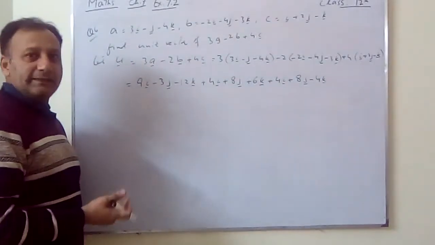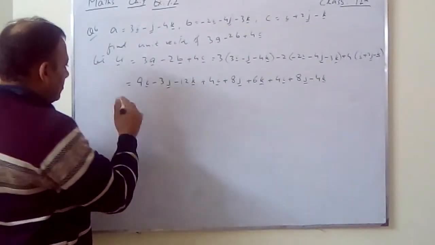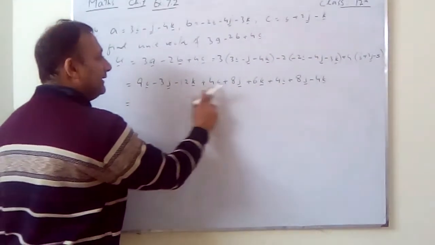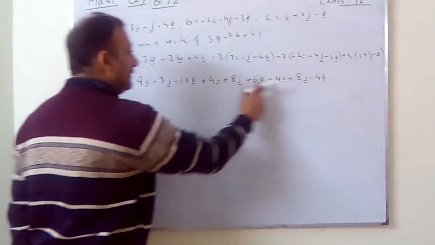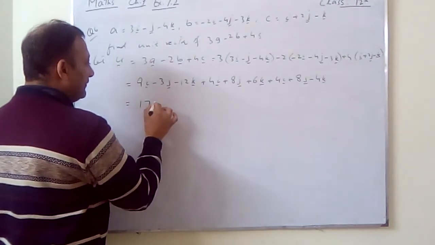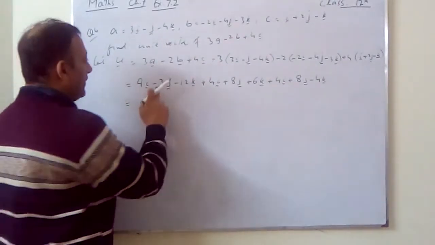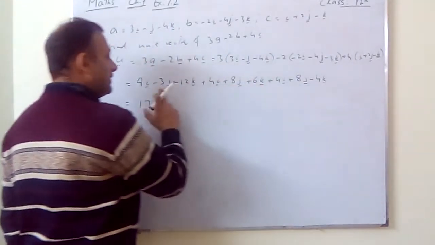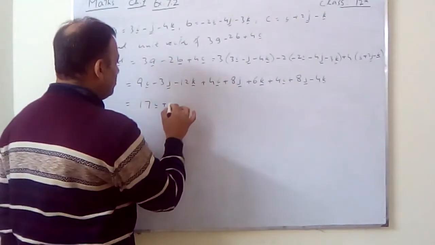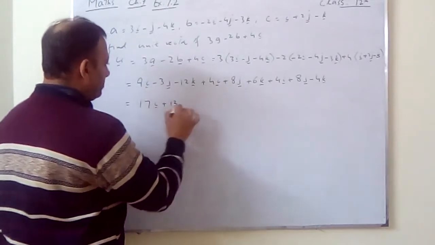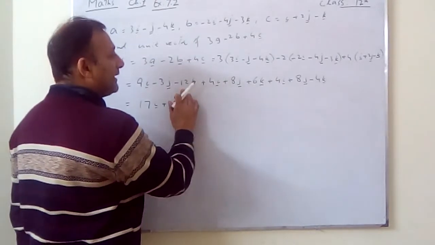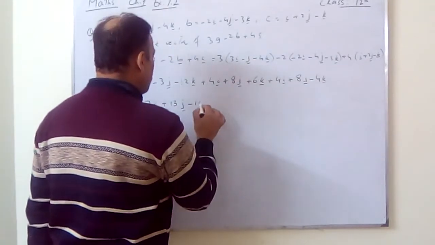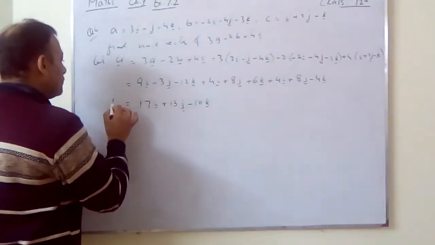So when we add the components of these, we have 9i, 4i, 4i, so 17i, minus 3j plus 8j plus 8j, 13j, minus 12k plus 6k minus 4k, minus 10k. So this is equal to u.